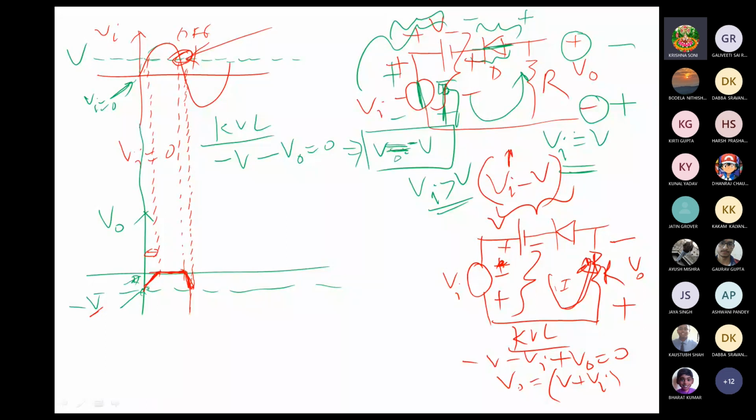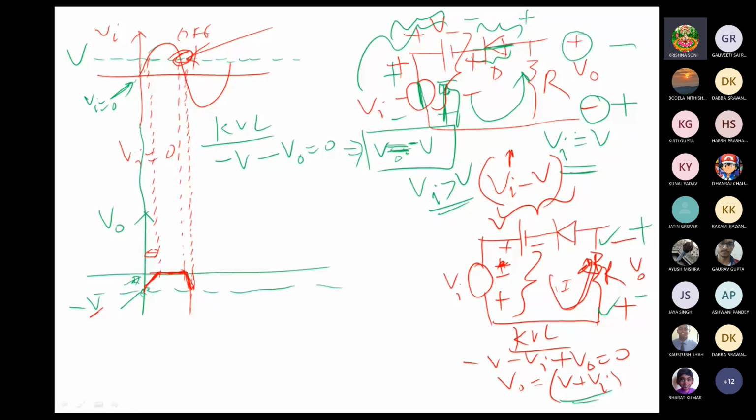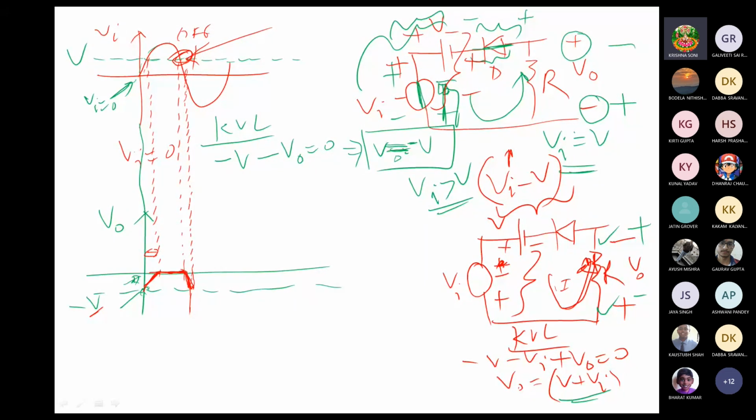One can also take the reference polarity as here, but one will get a negative value for that. That is also correct. If one takes this kind of polarity here, minus plus, then one will get a positive value. Both values are correct, but one should plot it correctly.